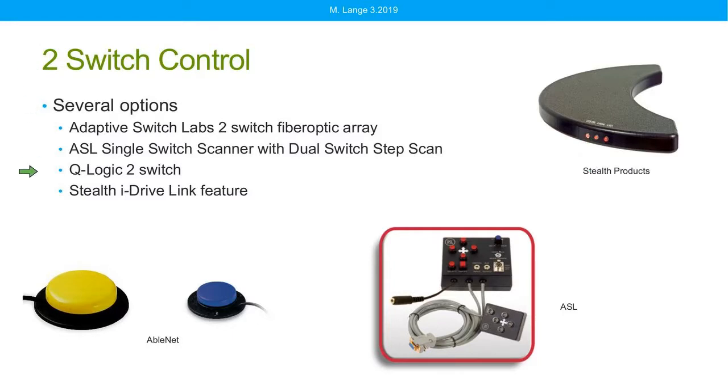QLogic, which is the electronics package on quantum rehab chairs, has a 2-switch feature. It's a little difficult to use, but it allows the client to use 2 switches to emulate 4. And then finally, Adaptive Switch Labs, ASL, also has this single switch scanner with dual switch step scan. And what that means is with 1 switch, the client, this is the display that the client would look at, with 1 switch, they would move through potential directions, forward, right, reverse, left.